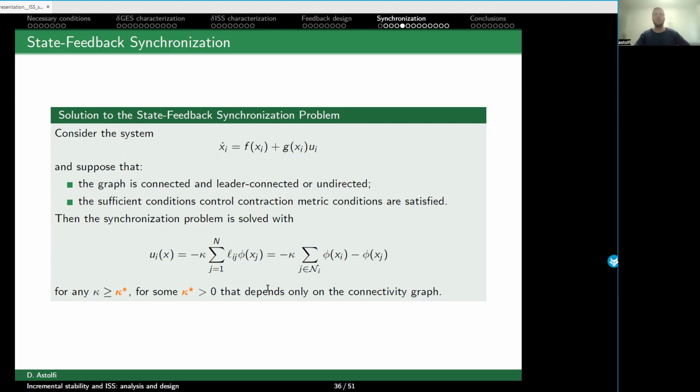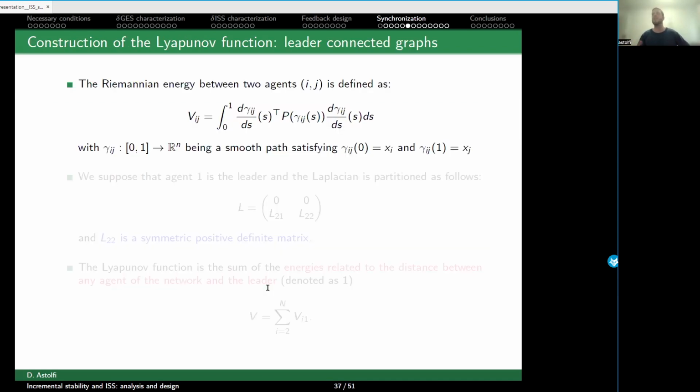Just a couple of remarks before I go to the conclusion. The construction of the Lyapunov function depends on whether the graph is leader connected or undirected.